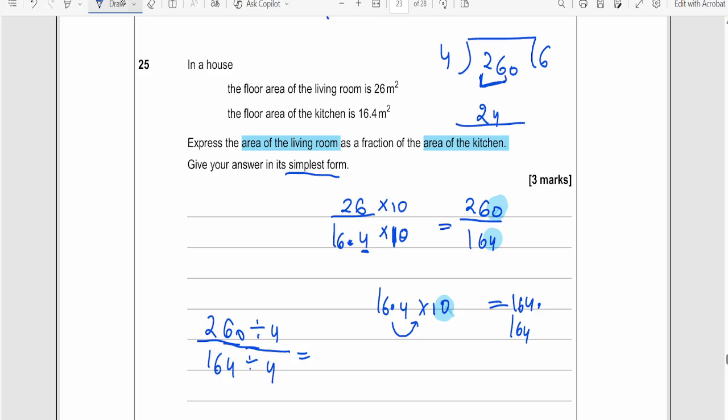Then you subtract 6 minus 4, 2. Then you take this 0 down. 4 times 5 is 20, right? Subtract, you get 0. So the answer is 65 here. Try this. 164 divided by 4.